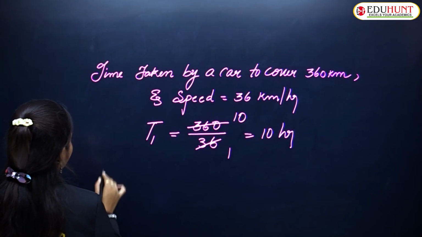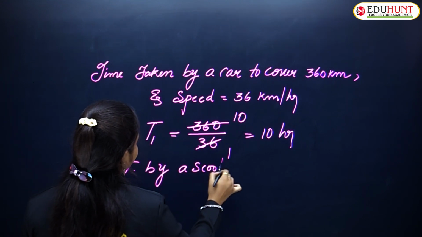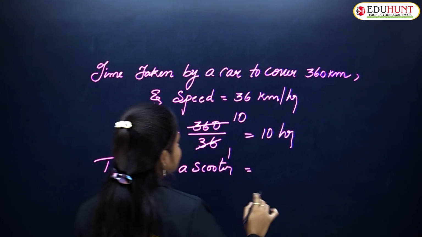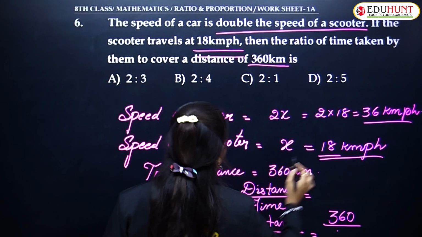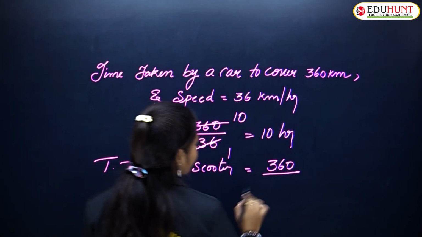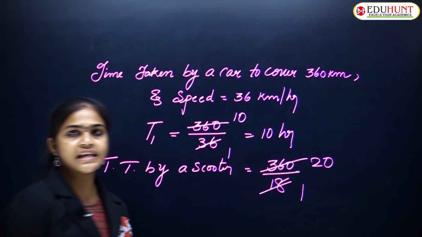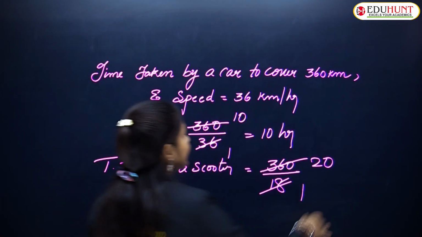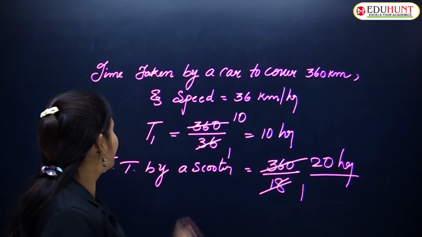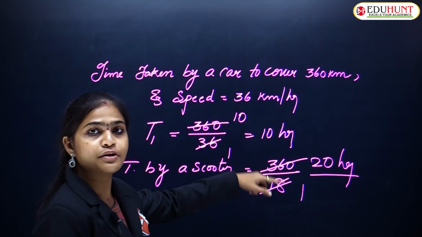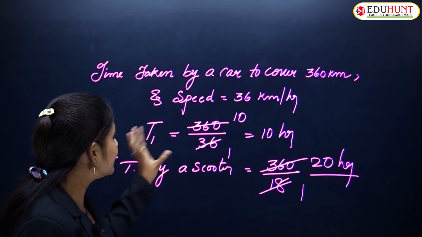In the same way, T2 is the time taken by a scooter to cover 360 kilometers. So 360 by 18, since the scooter's speed is 18 kilometers per hour. 18 twos are 36, and 0, so totally 20 hours. So we can take 20 hours as the time to cover 360 kilometers at a speed of 18 kilometers per hour. Understand? Now we have the times.